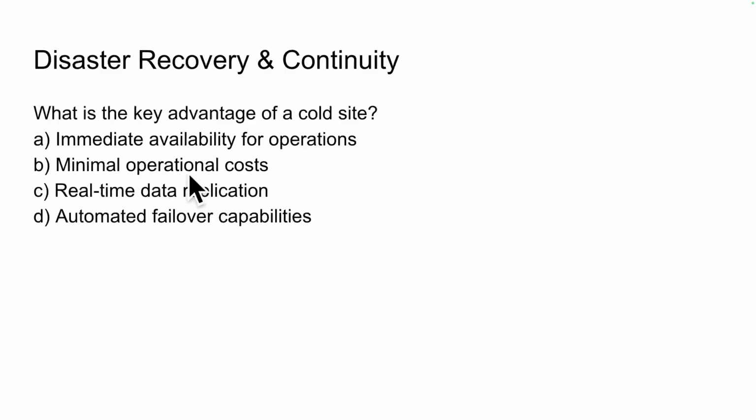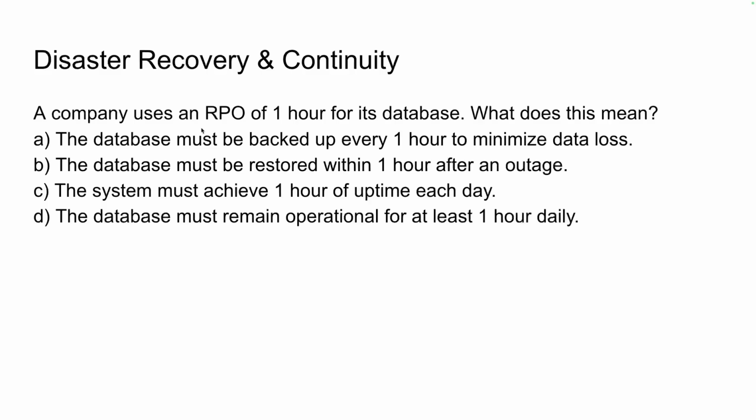So minimal operational cost. A company uses a recovery point objective of 1 hour for its database. What does this mean? The database must be backed up every hour to minimize data loss. I would say that's the answer. The database must be restored within an hour. That would be the recovery time objective. The system must achieve 1 hour of uptime each day. That is horrible, and that is not the answer. The database must remain operational for at least 1 hour daily, and that's also not the answer.